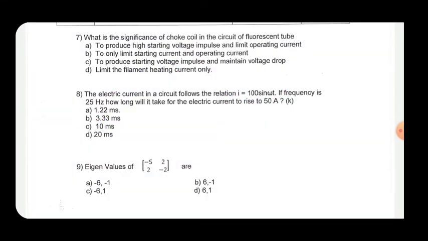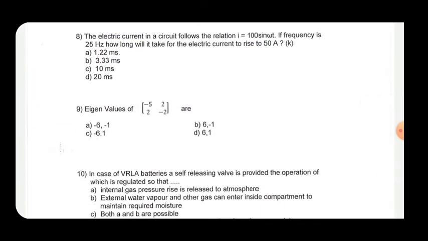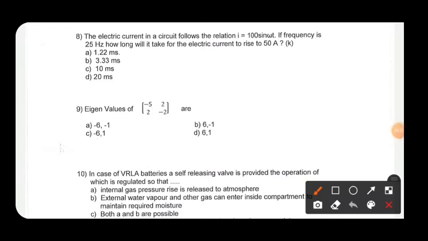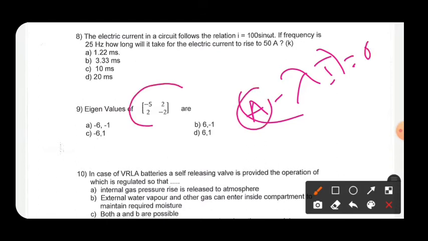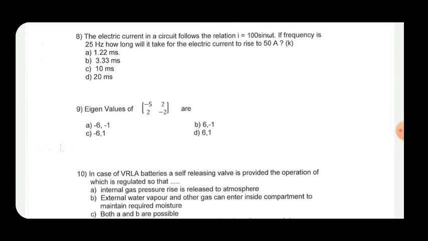Okay, next is the eigenvalues of the matrix [-5 2; 2 -2]. Okay, so this is a matrix. All of you know that to find the eigenvalue, you solve the determinant of A minus lambda I equals 0, where I is nothing but the identity matrix. A is given here, and I put the value of I as [1 0; 0 1]. Then put these values in this equation, and finally you will get the values minus 6 and minus 1. Just try it. If not, then comment me.